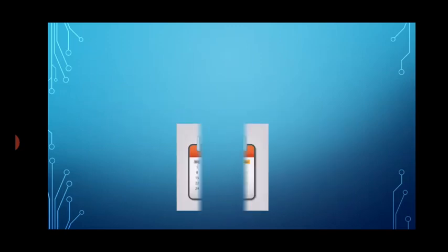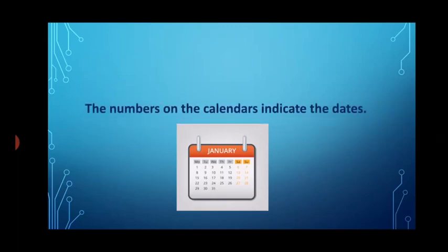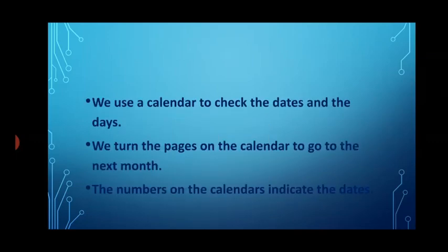Next is numbers on the calendars indicate the dates. So what is shown on the calendar? The dates, and that is shown using the numbers. So once again try and read what I have written. We use a calendar to check the dates and days. We use the pages on the calendar to go to the next month. The numbers on the calendars indicate the dates.